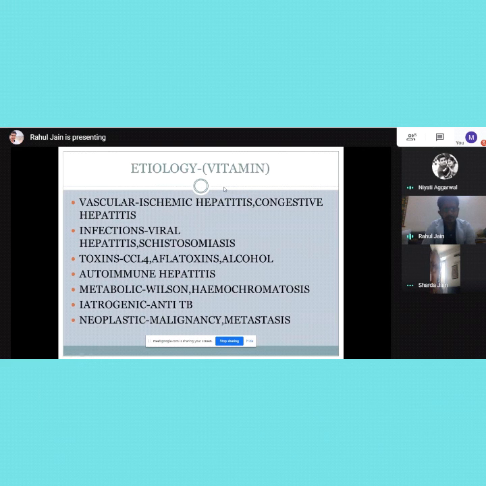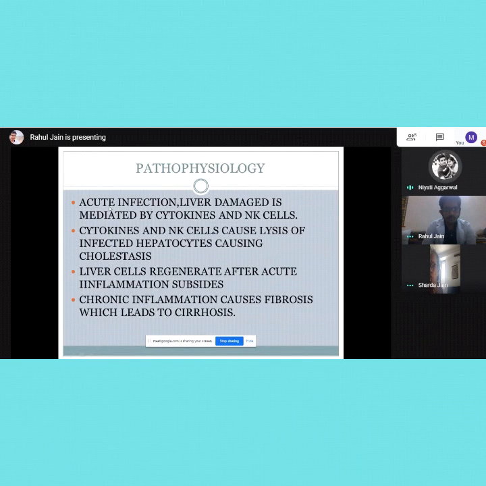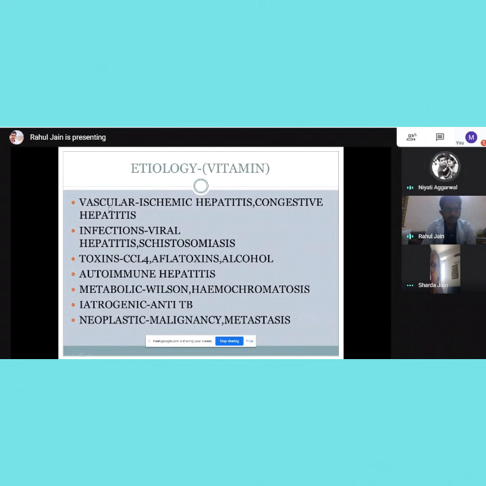In previous videos also we had discussed that the etiology of the majority of diseases can be described under the mnemonic vitamin. Similarly, in this case, we can describe the causes of hepatitis under the same headings. So vascular causes: ischemic hepatitis, congestive hepatitis. Congestive hepatitis means hepatitis which is caused by heart failure.